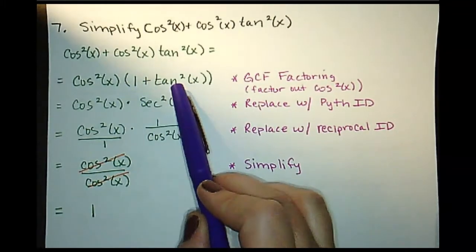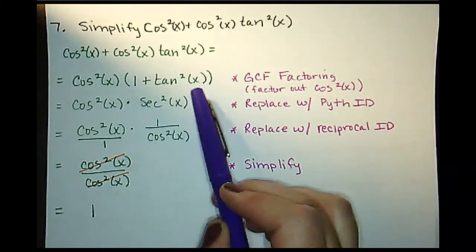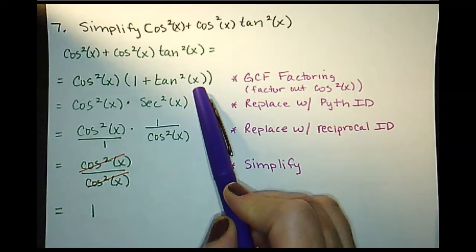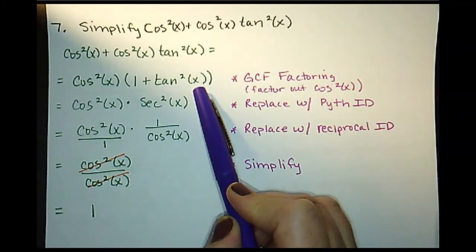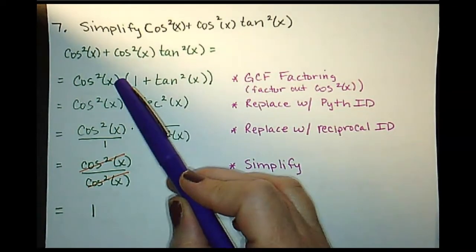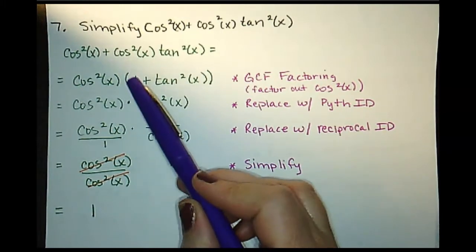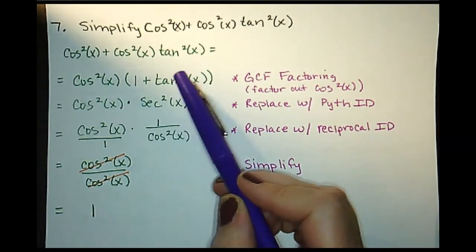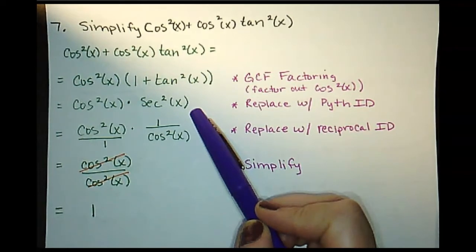All right, so I see the power of 2. I see this 1 plus tan. That should send flags up in my brain that this is a Pythagorean identity. So I go look up my Pythagorean identity in my brain, hopefully, because I have it memorized, and I know that that's secant squared x. All right, I haven't done anything here. That's still there. It was multiplied to this, so it's still multiplication. I replaced my identity with a Pythagorean identity right there.